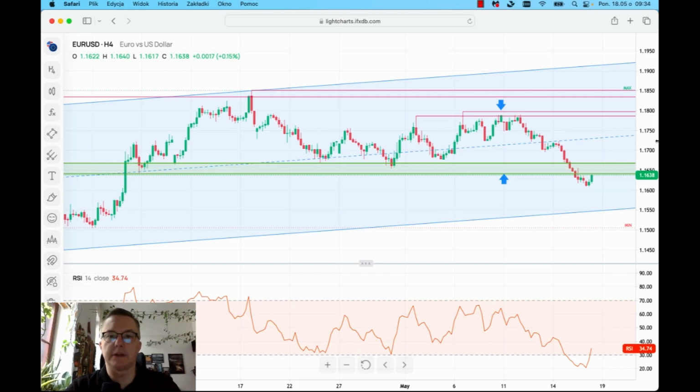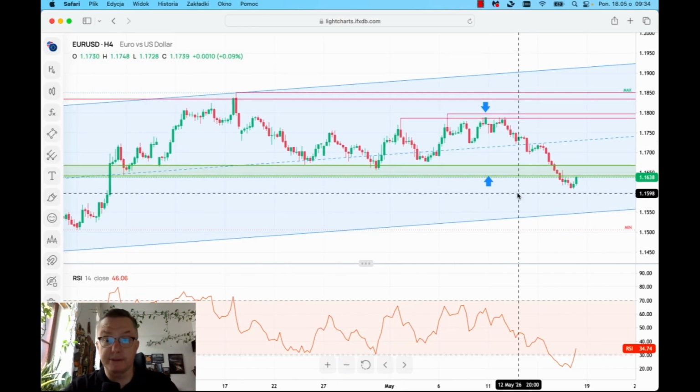Let's take a look at the euro dollar first. So what do we have here on the euro dollar for our time frame chart? We have a very important situation here.